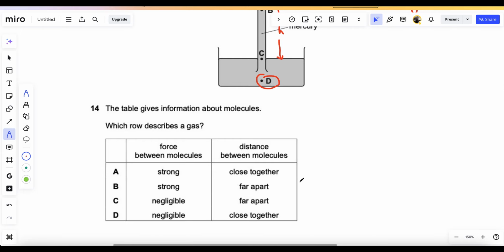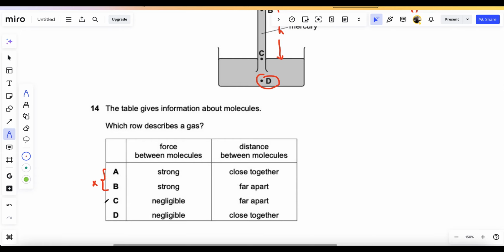Question number 14, the table gives information about molecules. Which row describes a gas? Force between molecules: strong. No, force between molecules is never strong. So I think anyone that has strong is already wrong. Force between molecules is not strong.